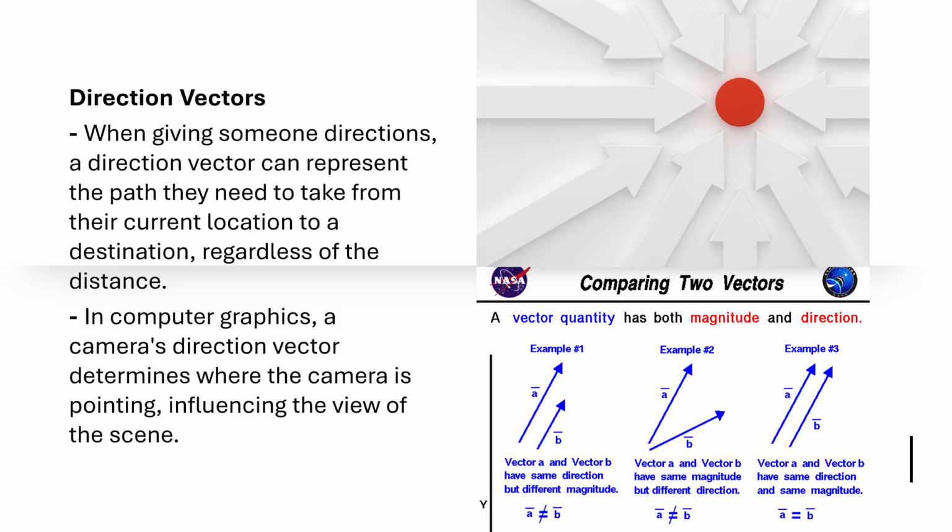Direction vectors: vectors indicating the direction from one point to another, expressing orientation without specifying distance. There are uses like navigation and geometric analysis. For example, in computer graphics, a camera's direction vector determines where the camera is pointing, influencing the view of the scene.